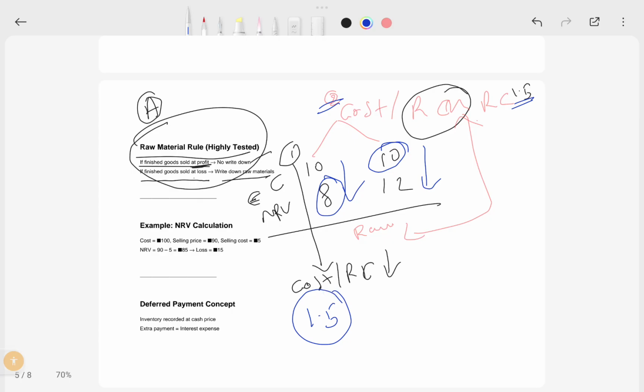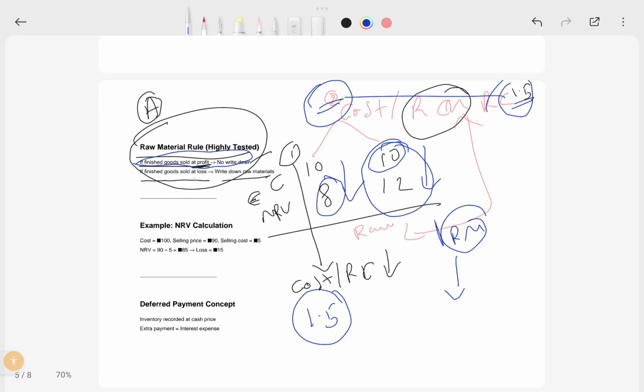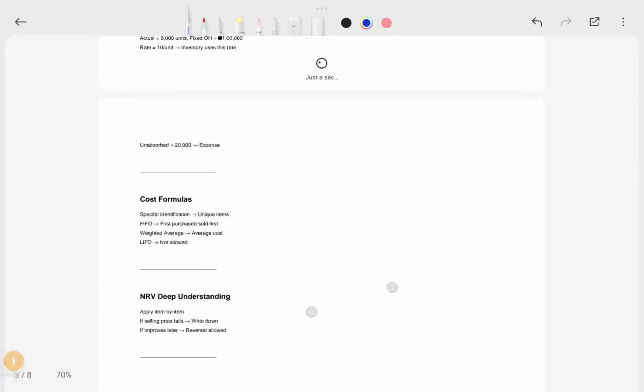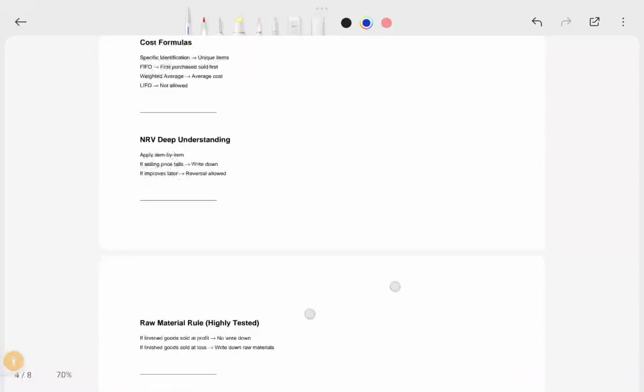In this situation, the finished goods are selling at a profit. If you are selling at a profit, there is no need to write down the raw material value. So your raw material value would be 2 or 1.5, whichever applies. You don't need to calculate this because you are not selling finished goods at a loss, so you can directly take it as 2 rupees. While explaining the problems, you will understand these very clearly.